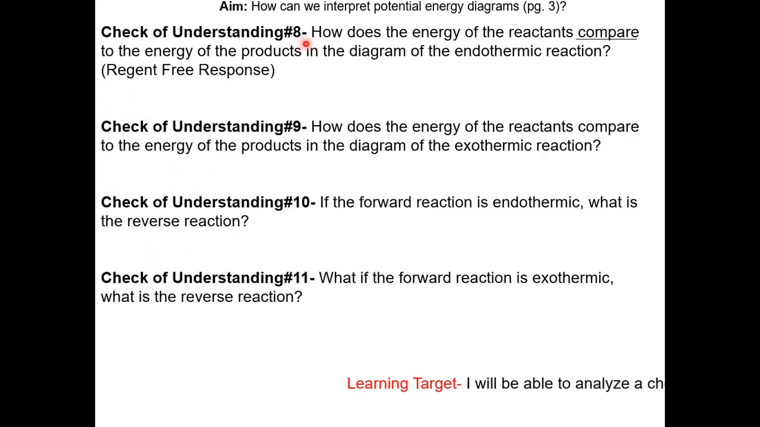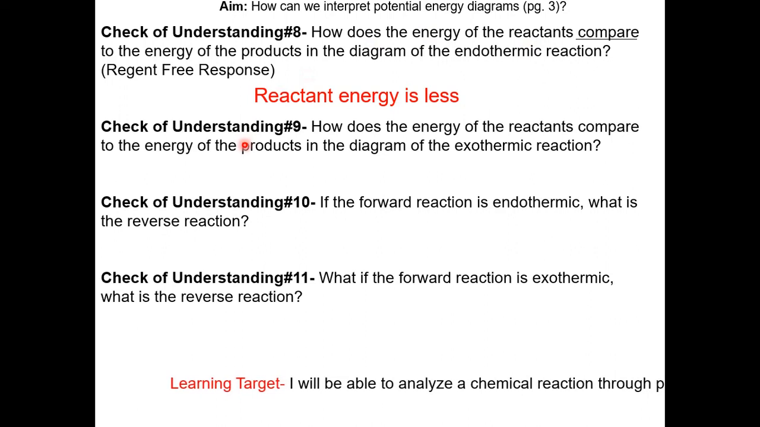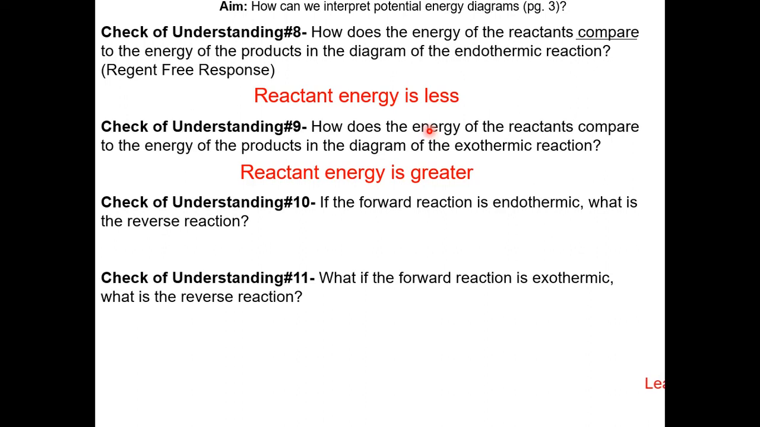Check of understanding number 8. How does the energy of the reactants compare to the energy of the products in the diagram of an endothermic reaction? The energy of the reactants will be less than that of the products. Check on understanding number 9. How does the energy of the reactants compare to the energy of the products in a diagram of an exothermic reaction? The reactant energy will be more, or the products will be less.